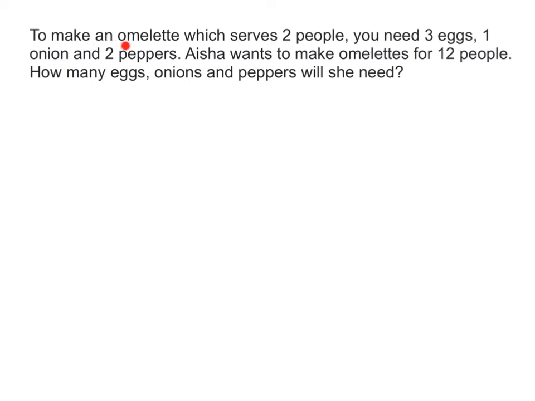To make an omelette which serves 2 people, you need 3 eggs, 1 onion and 2 peppers. Aisha wants to make omelettes for 12 people. How many eggs, onions and peppers will she need? Well, let's write this down.